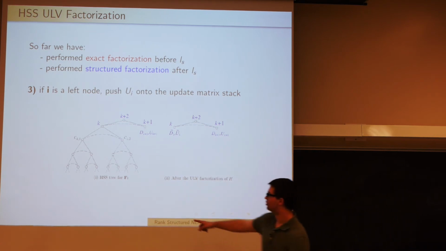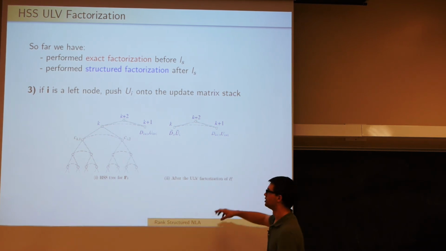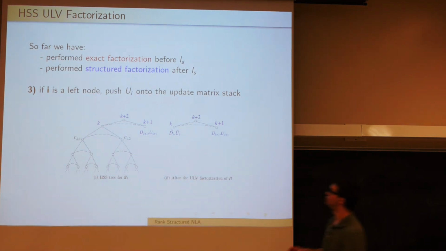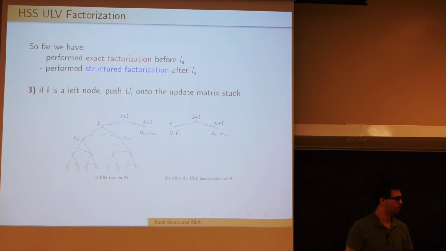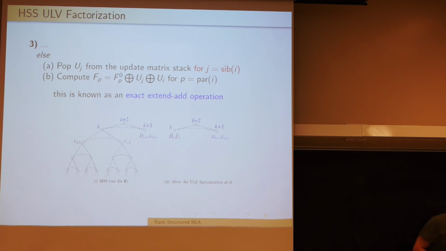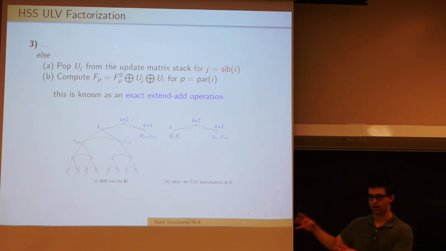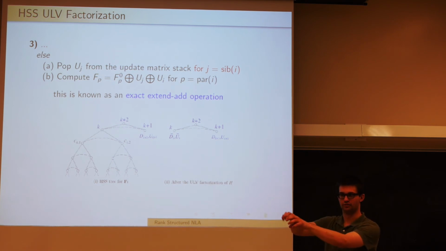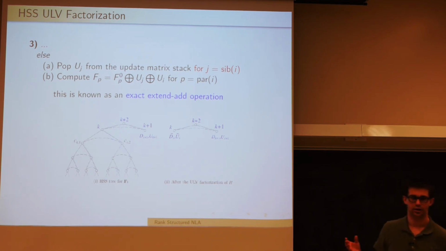So if I is a left node, so any, you have 1, 4, 10, 13, any of those on the left, or at any level of the tree, anything that's the left of its two children. What we do is we push UI, its row basis, onto the update matrix stack. Now conversely, if it is a right node, we pop UJ, for J the sibling. And the sibling is just the analogous node, the left if it's right, the right if it's left, that has the same parent. And we just compute this for all the parents.